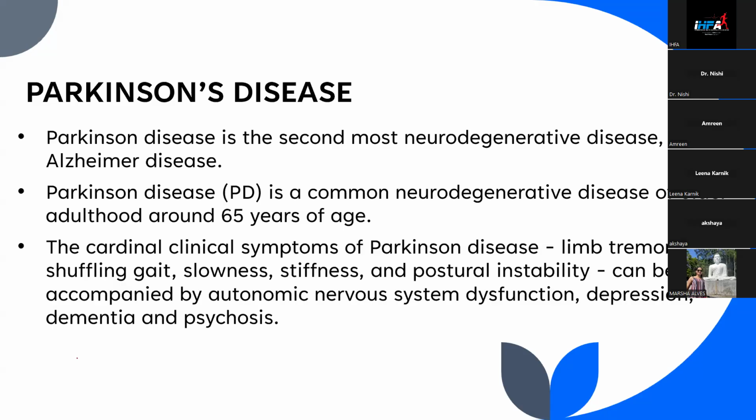The most cardinal symptoms you see in Parkinson's are limb tremor, shuffling gait, slowness, stiffness, and postural instability, and it can also be accompanied by autonomic nervous system disorders, depression, dementia, and psychosis. Not compulsory that all the symptoms will be present, but there are a few cardinal signs, and there are different tests in order to understand Parkinson's. If it is confirmed, then first of all, they have to be medically managed. Then they have to start with physical therapy, which is the most important treatment option in Parkinson's disease. Physical therapy and occupational therapy always go hand in hand after the medical treatment.